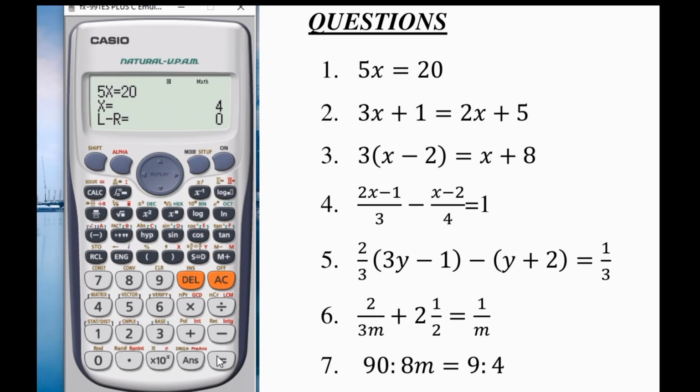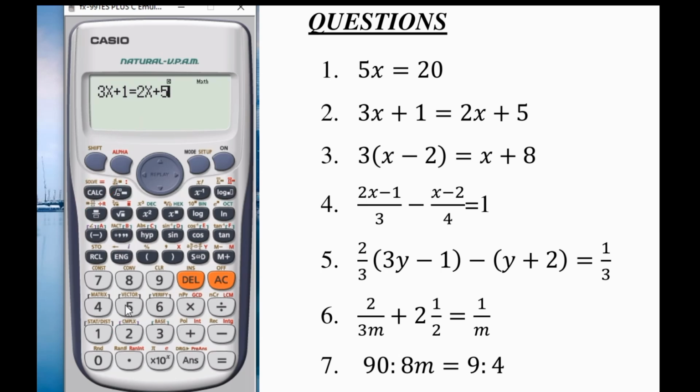Now let us move on to the second question. For our second question, we have 3x plus 1 equals 2x plus 5. As I initially stated, we'll have to input the whole equation into the calculator. 3x plus 1. For the x, you have to use the combination alpha and bracket close as I initially stated. 3x plus 1 equals. For the equal to sign, you have to use the combination alpha and CALC, equals 2x plus 5.